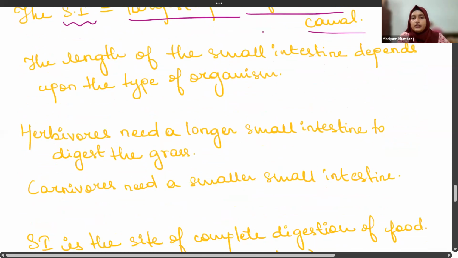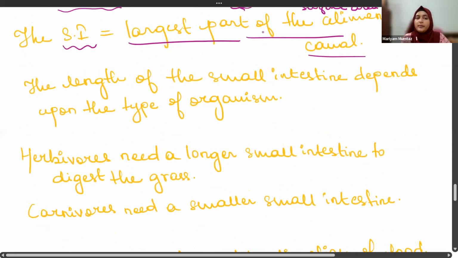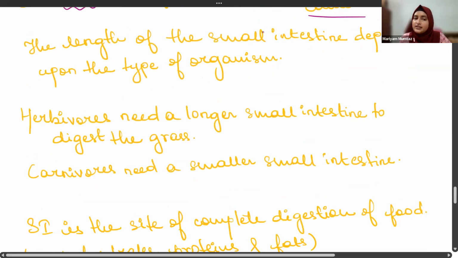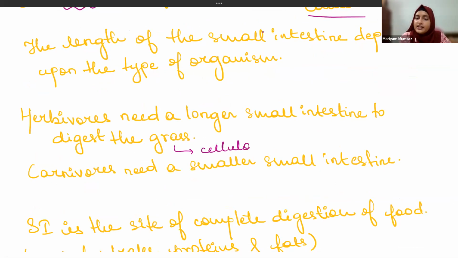Okay, very good. Now see, the length of the small intestine depends upon the type of organism, meaning it varies from one organism to another. For example, the herbivores eat grasses, isn't it? And grasses have cellulose present in them. To digest cellulose, we require a lot of time and a lot of enzymes. So that is why the herbivores need a longer small intestine. If you compare a herbivore's small intestine to a carnivore's, you will find that the one present in the herbivore is longer than the one present in the carnivore.